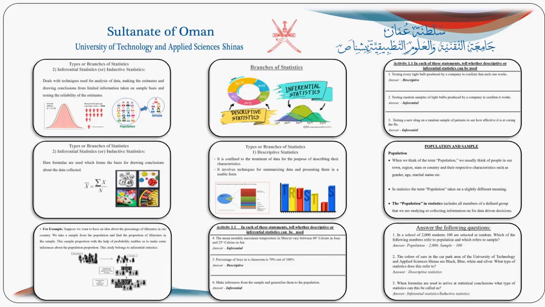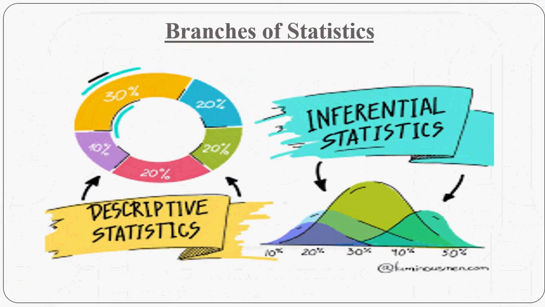I had explained about meaning, definitions, essentials, objectives, functions, importance, and limitations of statistics. Now, let us focus on the branches of statistics. The branches of statistics are classified into descriptive statistics and inferential statistics.